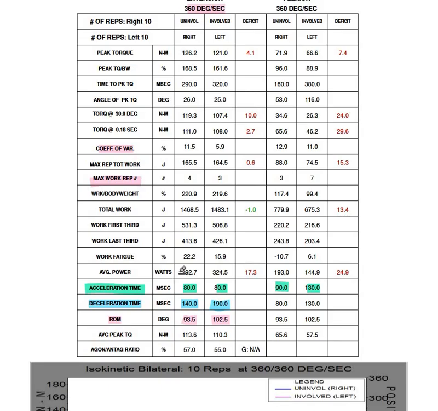We're looking for symmetry between tests, we're looking for symmetry between limbs, but really I would make these very low priority in your report. If you do want to include them, really they're going to be of more relevance in higher angular velocity tests, like the 360 degree per second test here, because this is going to give you an idea of that muscular recruitment during explosive movements. But again, I wouldn't place too much stock in them.